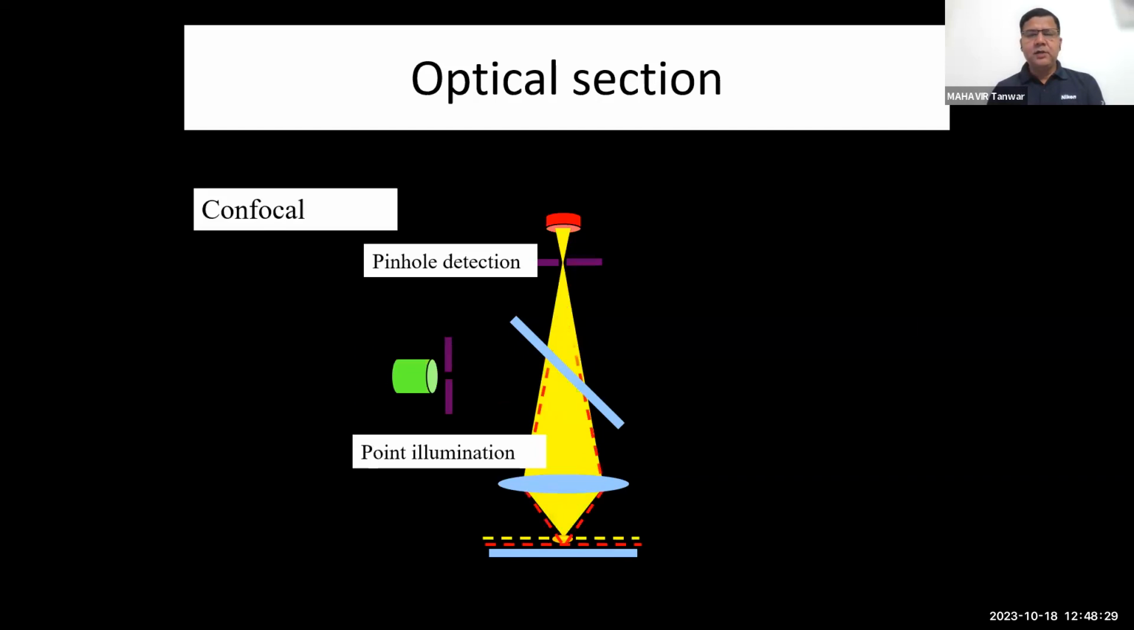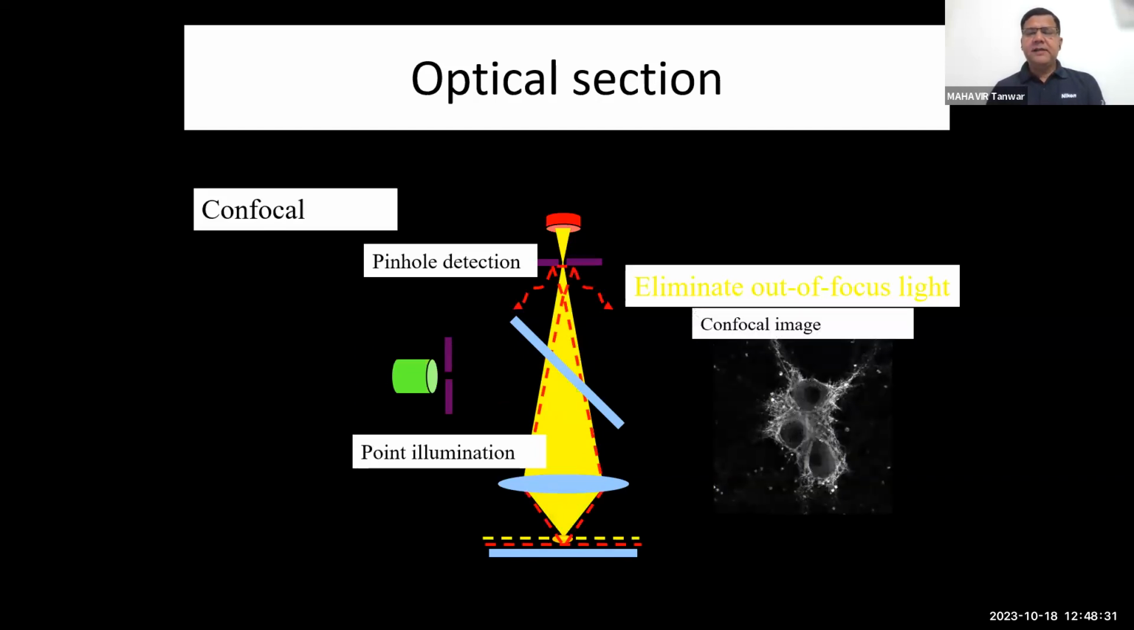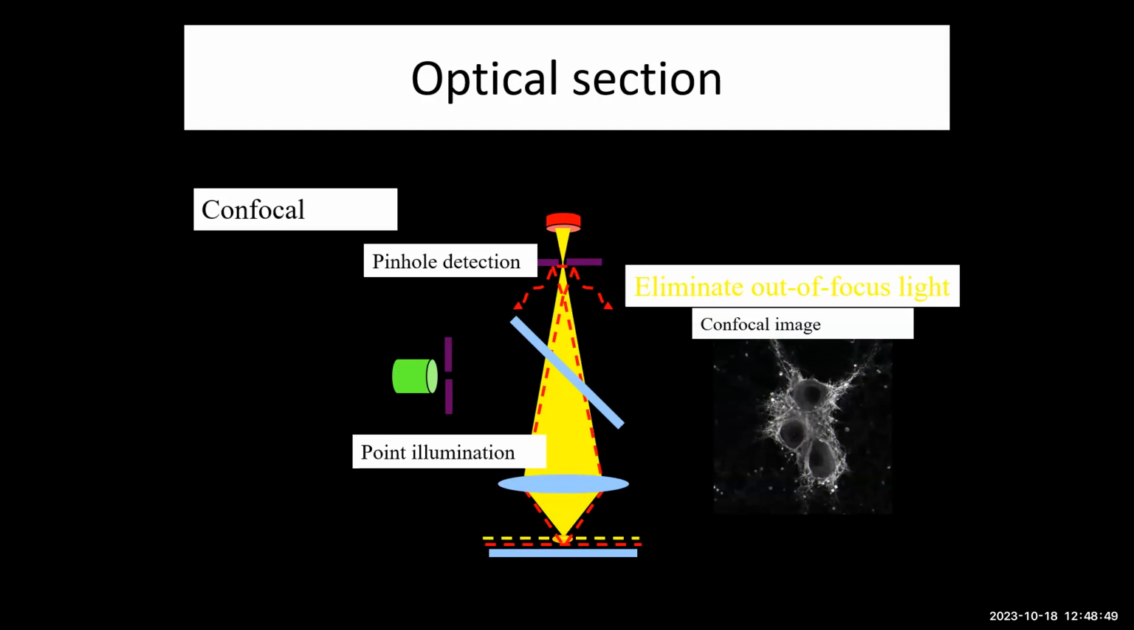But in case of confocal, the image will be very crisp and the background will be dark, as it is eliminating the out of focus light. So that is the capability of a confocal, and this is a major difference between a fluorescence and a confocal microscope. So any issue till now? Is it easy to understand?